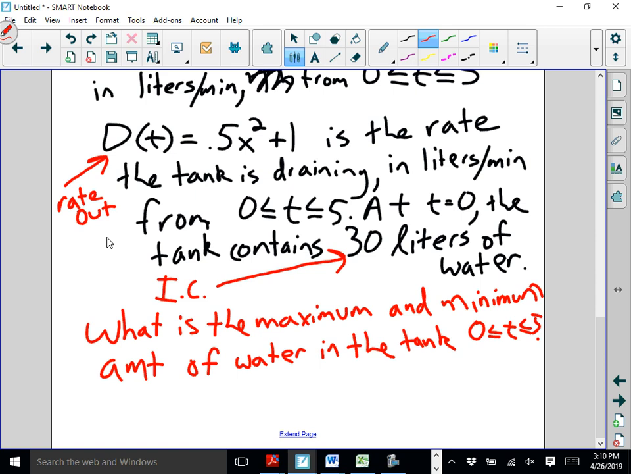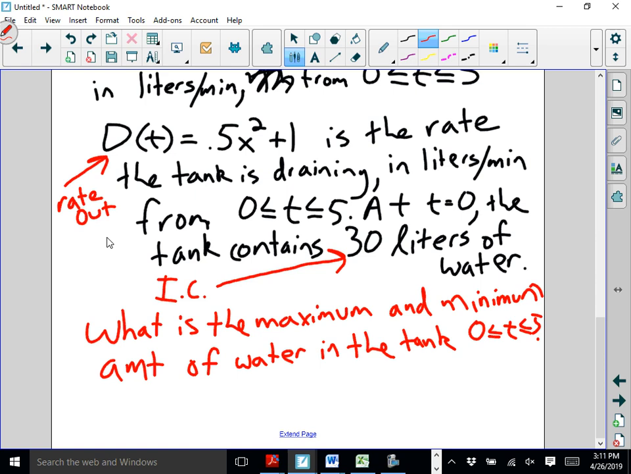Well, the first thing we need to think about here is, okay, they want the absolute max and the absolute min. What I need to do is come up with an equation for the amount of water in the tank, and I need to check the endpoints. So I need to check 0 and 5, but I also need to check any critical points as well to figure this thing out. So here's what I'm going to do. I'm going to write an equation that's going to give the amount of water in the tank at time t.